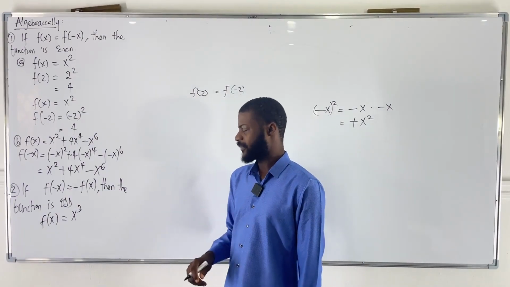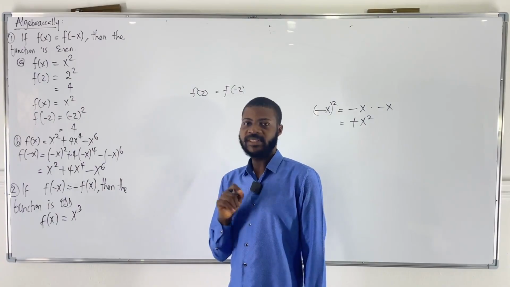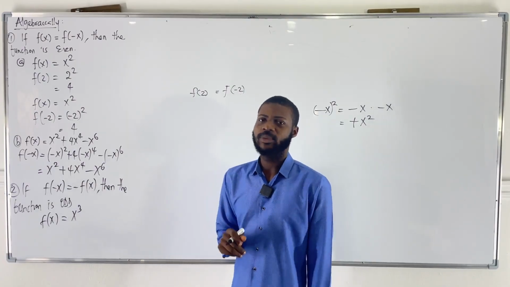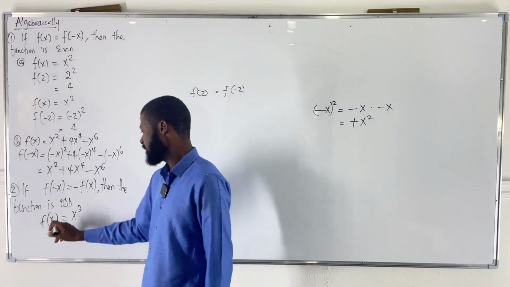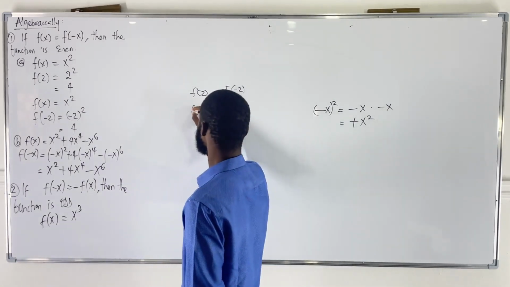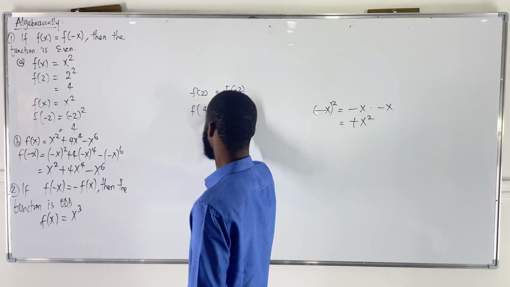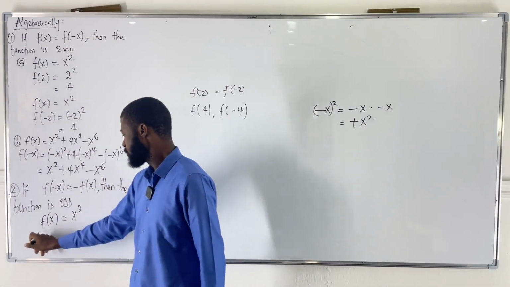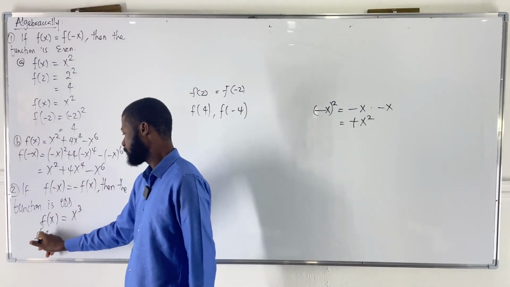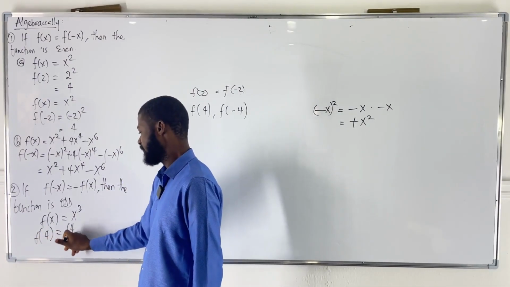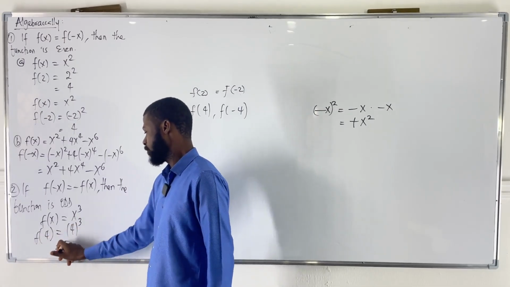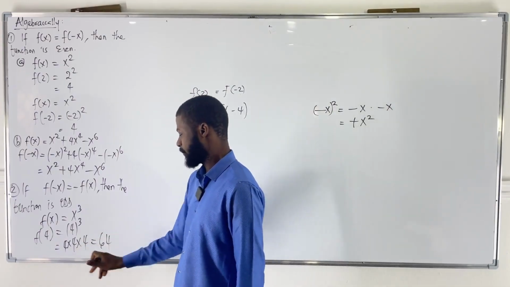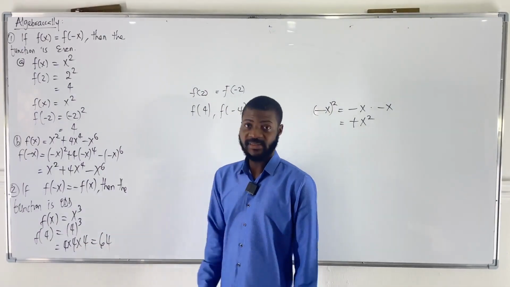So we have x to the power of 3. Now we're going to pick a positive number and pick a negative of that same number, and see how the answer would look. So let's say we want to see f of 4 and f of minus 4. First of all, f of 4. This means we're going to be having 4 cubed. So 4 cubed is 4 times 4 times 4. So that's 64. So you see that we had positive 64.